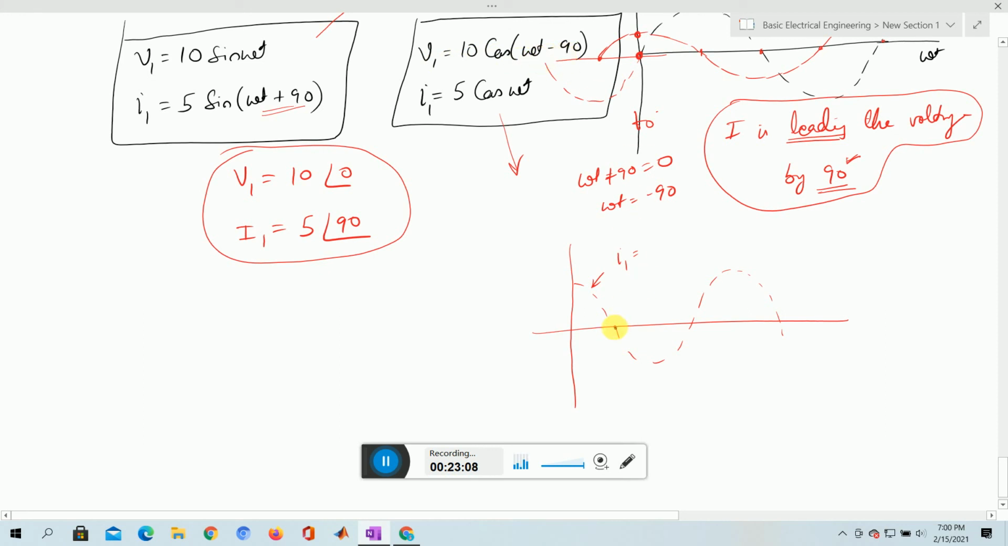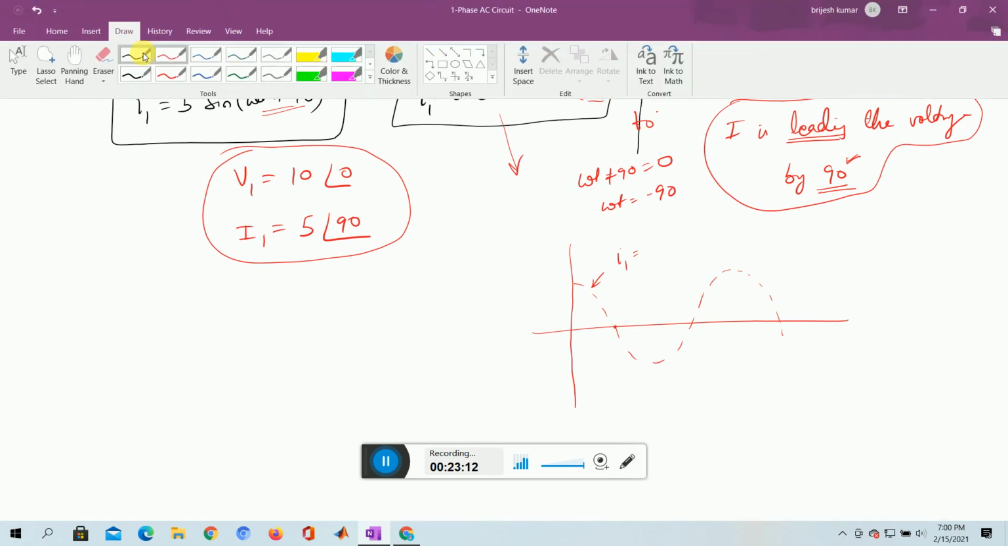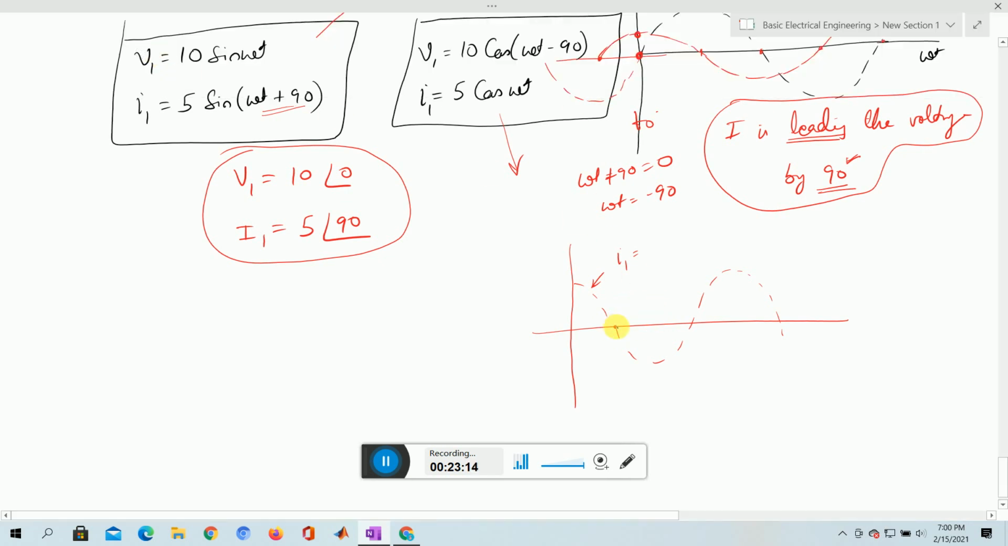So at this place, let me change the color, you have got a cosine waveform. That is why the cosine waveform is not preferable, because a sine wave starts from 0 and is quite easy to draw, while starting from a peak value is quite difficult to draw. That is why it is preferred to have a sine wave as a reference.